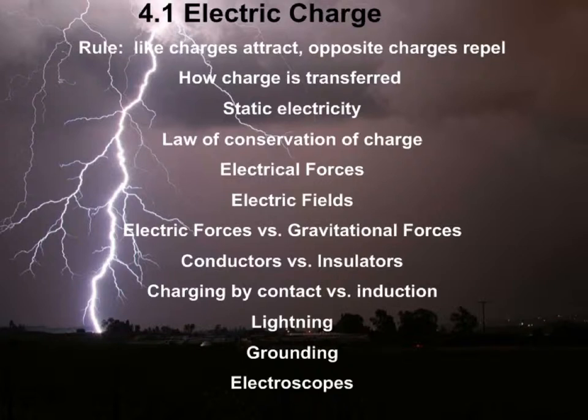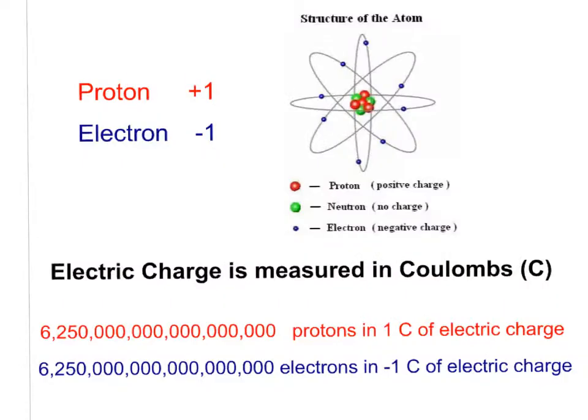How many different kinds of electrical charges are there? How are they transferred? We'll look at static electricity, that charge is conserved. We're going to look at different electrical forces, fields, how those compare to gravitational forces. We're going to discuss conductors and insulators, how charge is transferred, different ways. We're going to look at lightning, grounding, and electroscope.